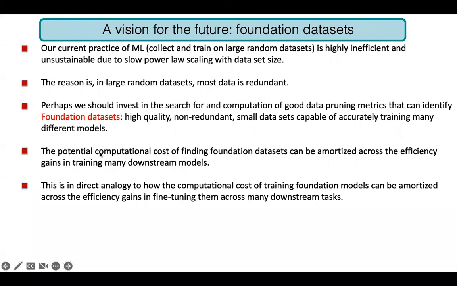The potential computational cost of finding foundation datasets can be amortized across the gains in training many downstream models. And this is in direct analogy to how the computational cost of training foundation models can be amortized across the efficiency gains in fine-tuning them across many tasks.